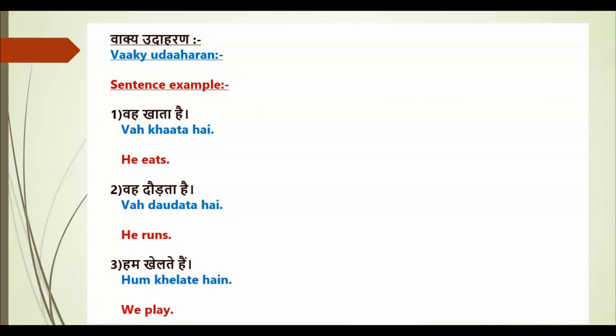Now let's go through some of the sentence examples of samanya kriya. Vakya udaharan means sentence example. So let's go through the first example. Vah khata hai. This means he eats. Let's go through the second example. Vah daudta hai. This means he runs.